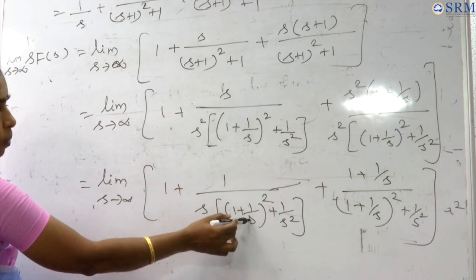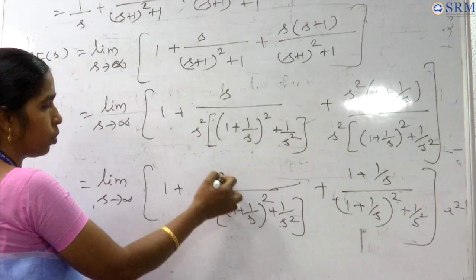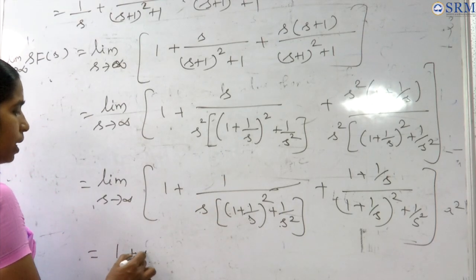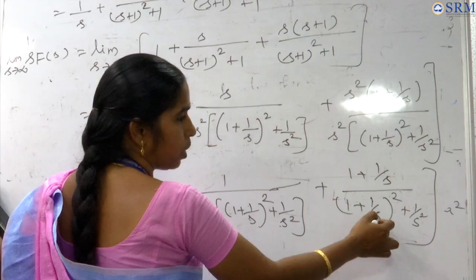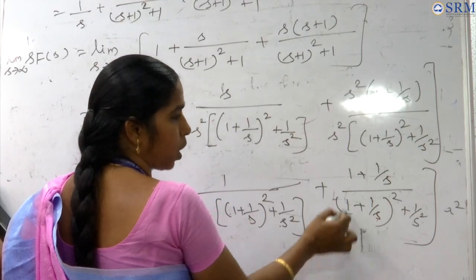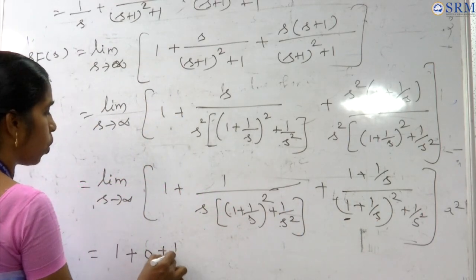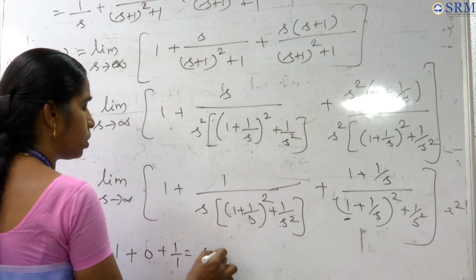Here 1 by infinity is 0, so the second term is 0. 1 by infinity is 0, 1 by infinity is 0, the remaining is 1, 1 by 1. So 1 by 1 is 1, so 1 plus 1 is equal to 2.